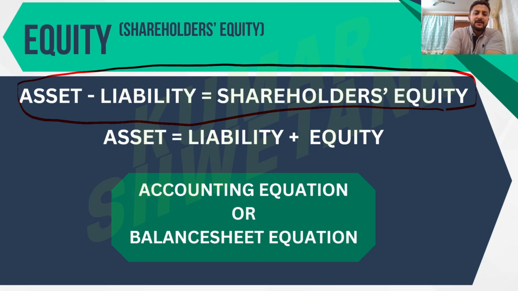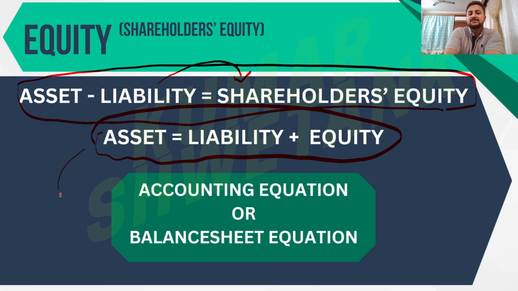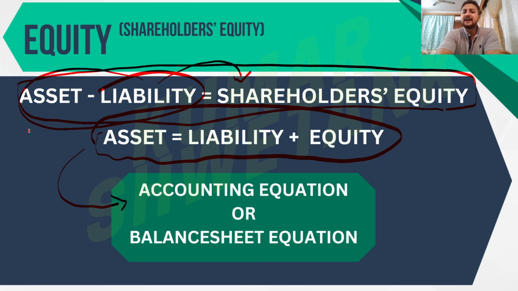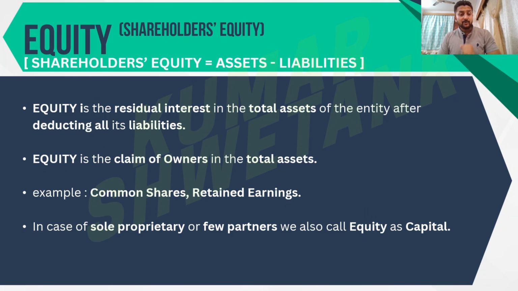Assets equal liabilities plus equity, and if we take liability to the other side, this is a simple arithmetic equation. In accountancy, this is known as the accounting equation or balance sheet equation, which we are going to study further in the balance sheet part in preparation of financial statements. For now, equity is nothing but the deduction of liabilities from the total asset. So this is the theoretical part.